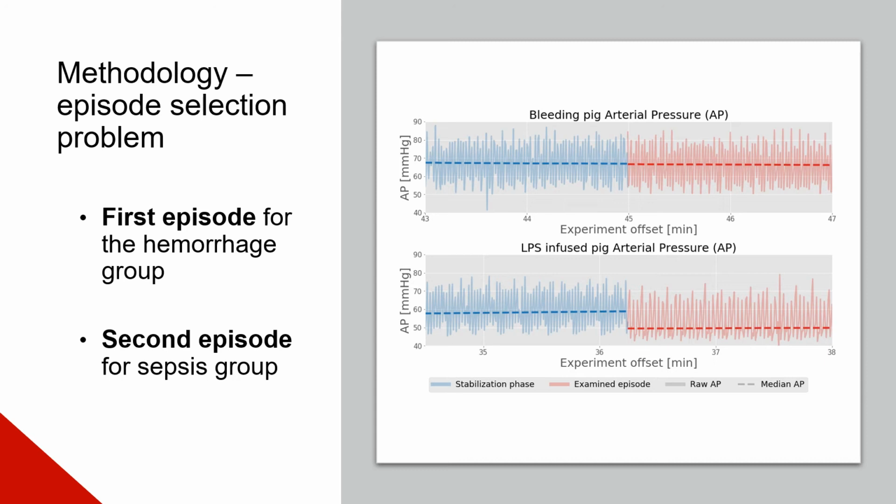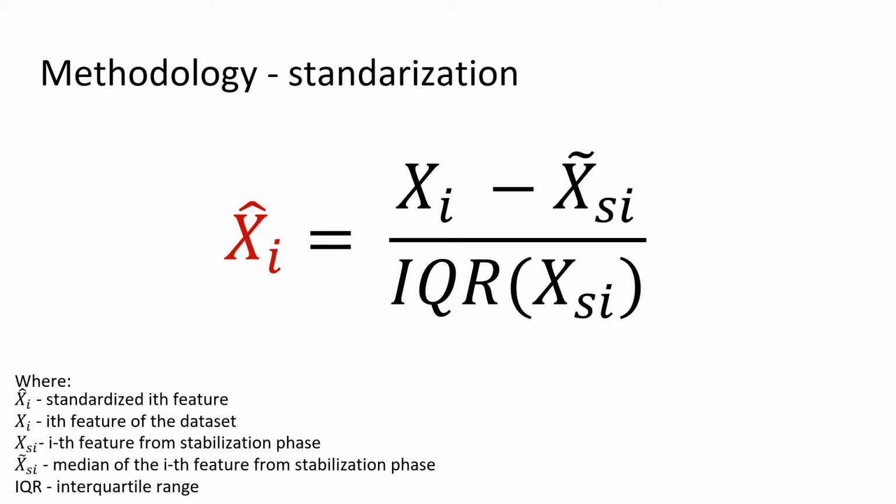To overcome this, we decided to trim the training data. Furthermore, the data for each peak has been standardized using a stabilization phase. Given a feature of arterial pressure, it might be calculated as the original value of the feature minus the median of this feature from the stabilization period, divided by the interquartile range of this feature in the stabilization phase, as shown in the equation.